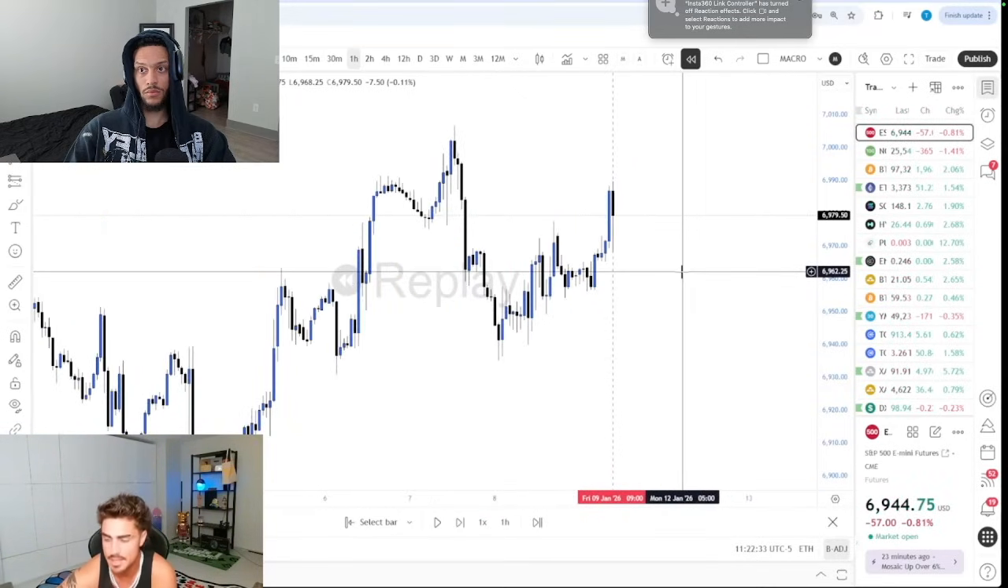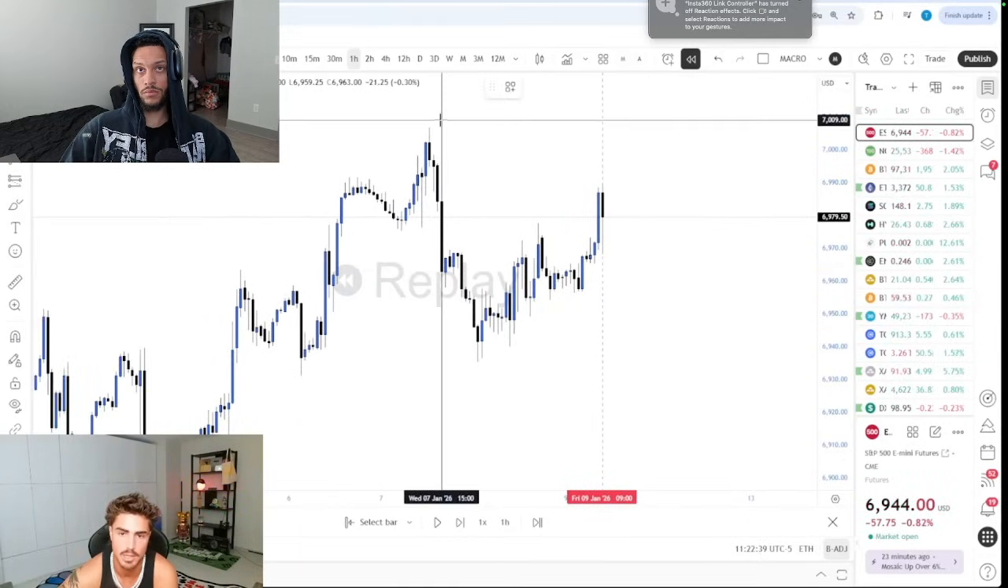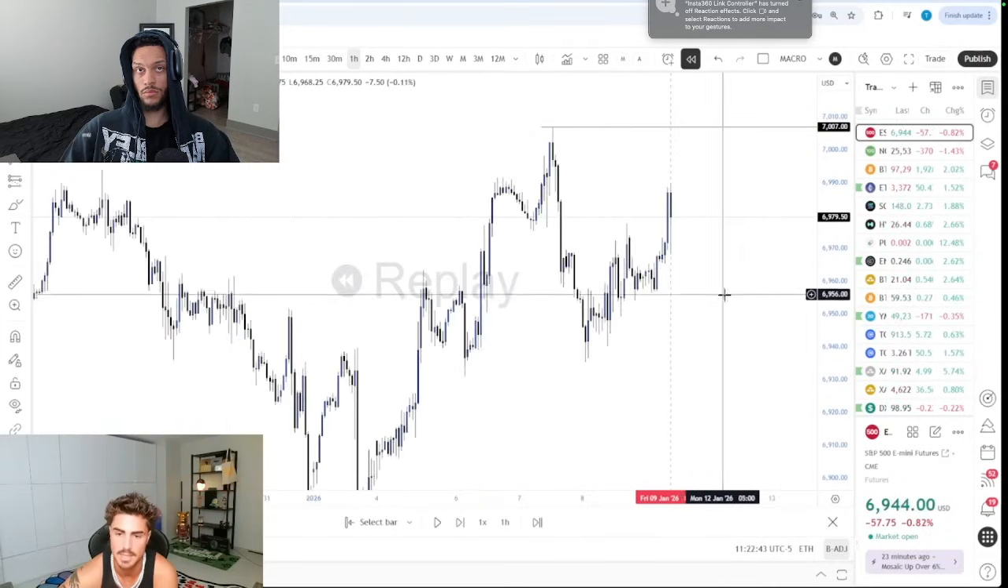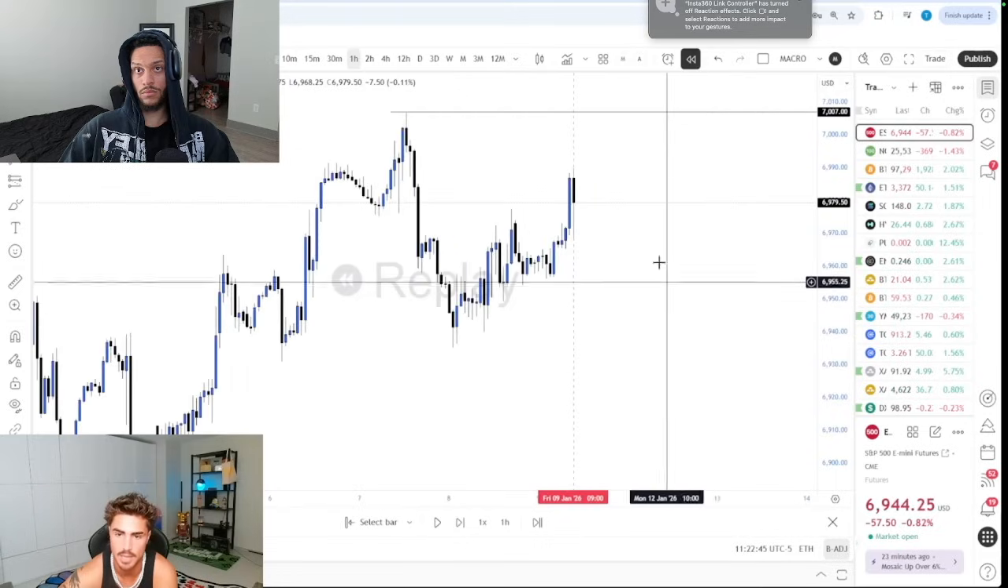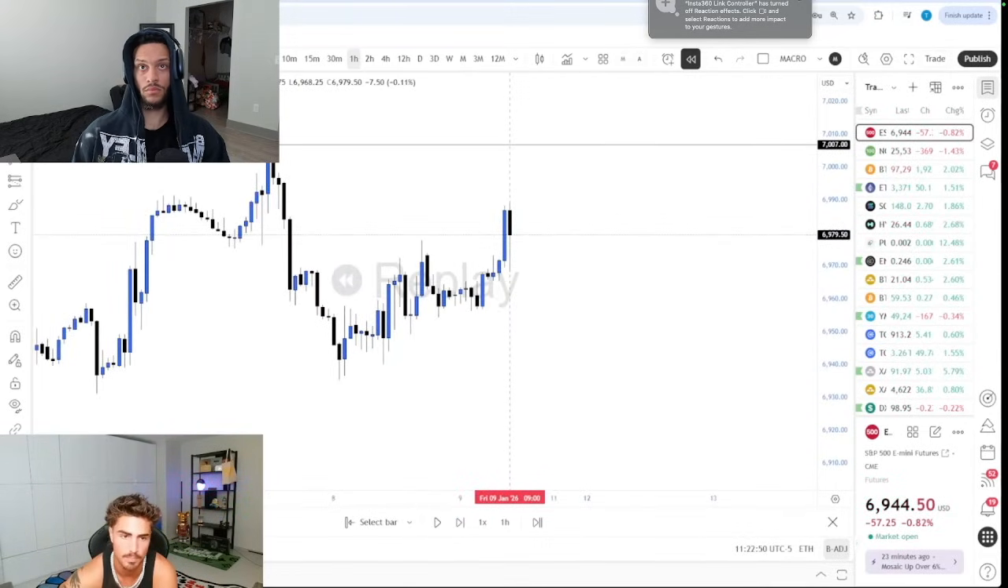So once again, it's very obvious to me what our draw on liquidity is going to be. It's going to be these highs right here. Now, why is that the case? Well, we are in an uptrend, and right now we are perfectly respecting the current hourly bullish order flow.